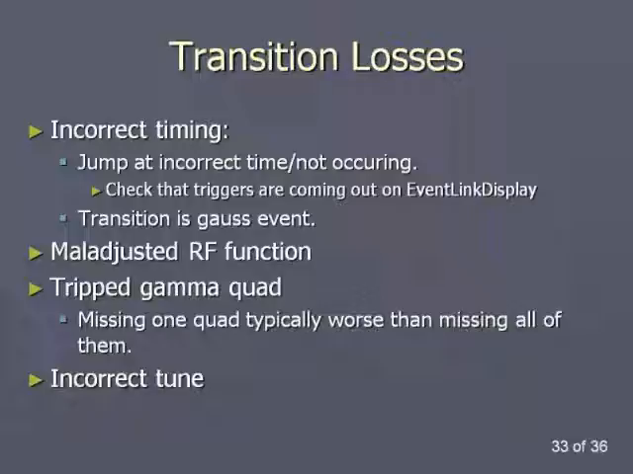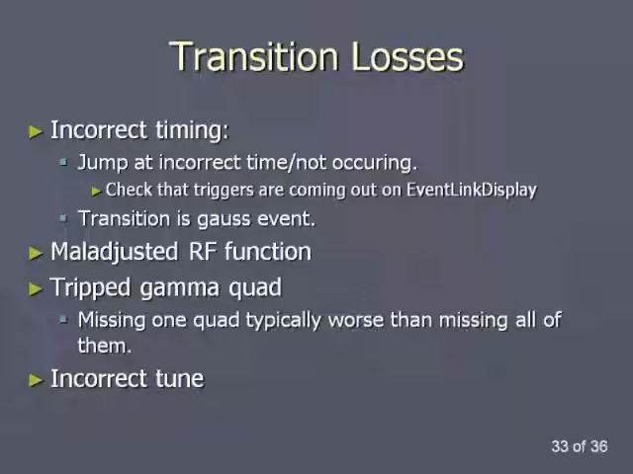Typically, the problem with transition is that one of the quads will trip, one of the gamma quads will trip. That's worse than having none of them trip, because remember we were talking about how they cancel out pairwise. So when one of them trips, you typically see a notch loss in the beam at transition. And it's usually easy to diagnose because it's tripped completely and there's an alarm on the screen for you.